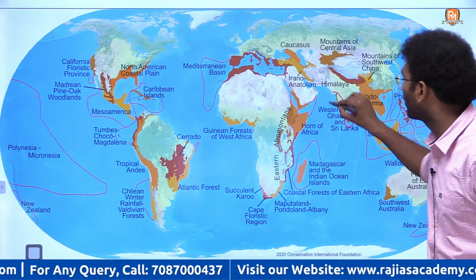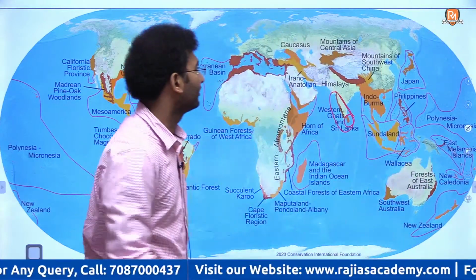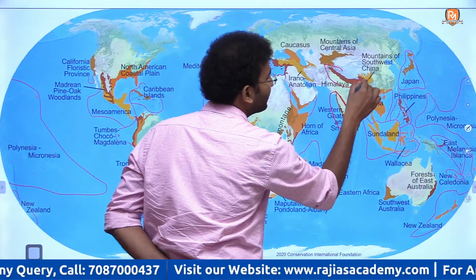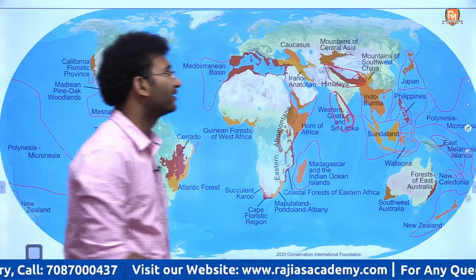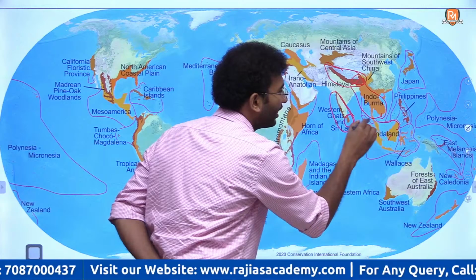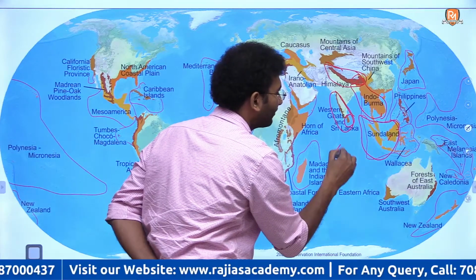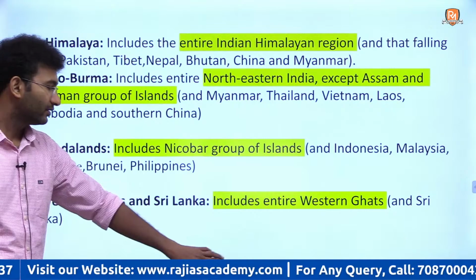The first hotspot is Western Ghats and Sri Lanka. The second hotspot is your Himalayan region, which includes Pakistan and some parts of Nepal, Bhutan also. The third region is Indo-Burma region, and the fourth region is the Sunda land. These are the 4 biodiversity hotspots which you can see in India, right?